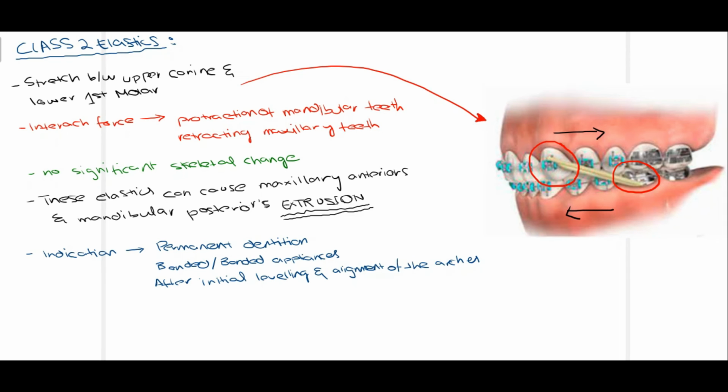Now the indications for using class 2 elastic is when there is permanent dentition, bonded and banded appliances are used, and after initial leveling and alignment of the arches has been done. So in that phase, then we can use class 2 elastics.